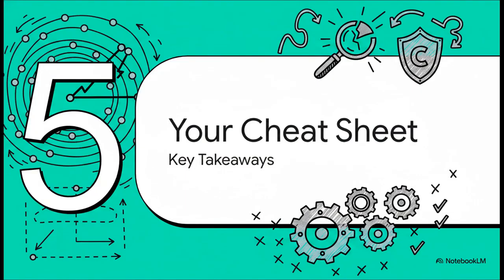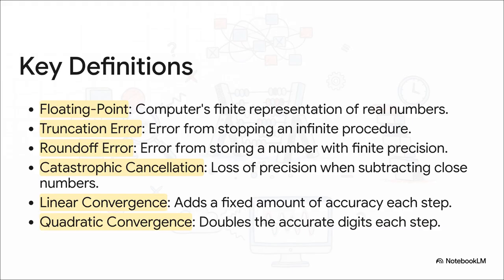All right, we have covered a ton of ground. We've seen the problem, we've unmasked the culprits, and we've met the heroes. So now, let's pull all of that together into a single, straightforward cheat sheet, perfect for review. So here are the absolute essentials. Floating point, that's the computer's finite way of storing real numbers. This system leads to 2 main errors. Truncation error is the shortcut error from stopping an infinite process. Round-off error is the storage error from that finite precision. The big danger to watch out for is catastrophic cancellation, that huge loss of precision when you subtract close numbers. And finally, when we fight back with algorithms, linear convergence gives us steady progress, while the amazing quadratic convergence doubles our accurate digits with every step.